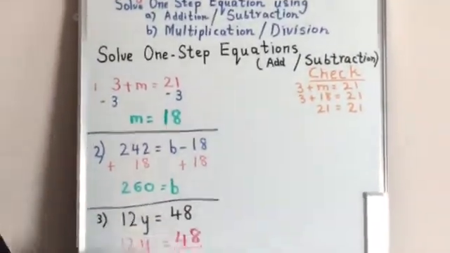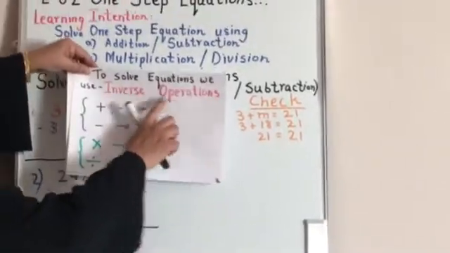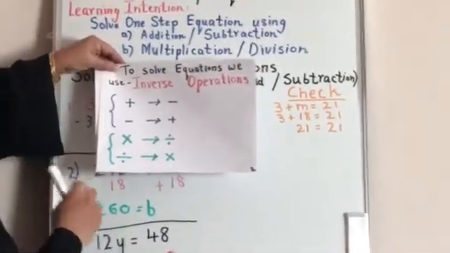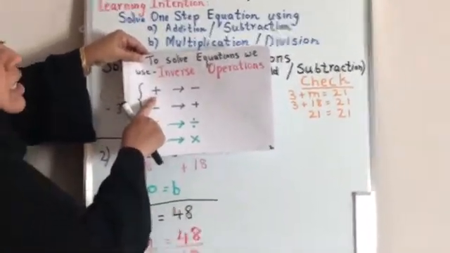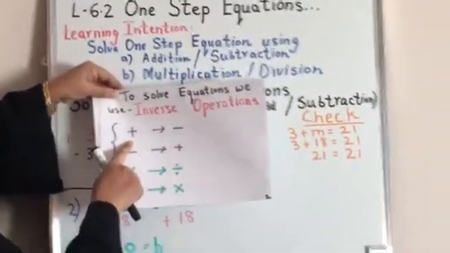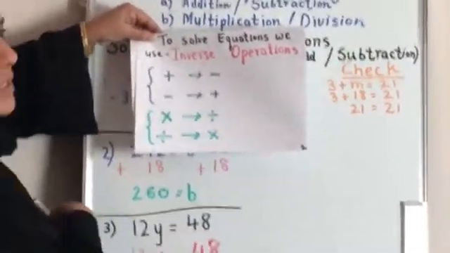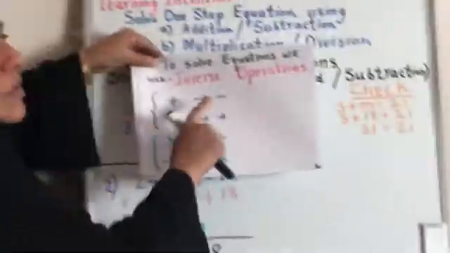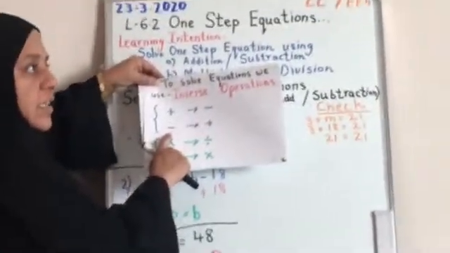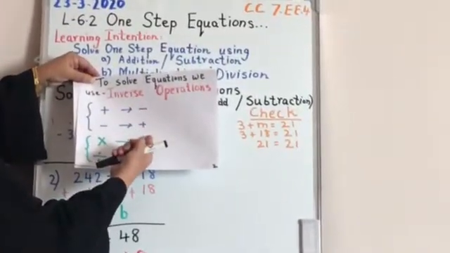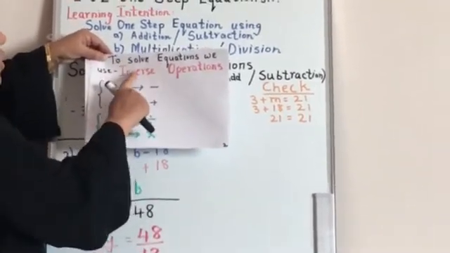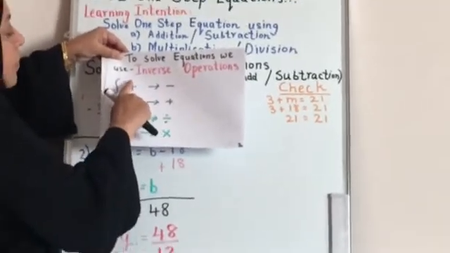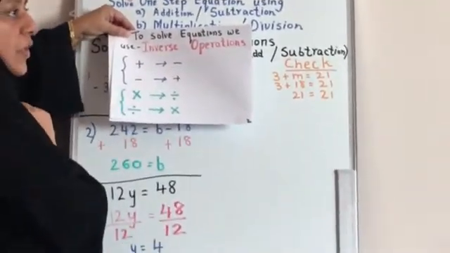To solve these equations, we will use inverse operations. What is an inverse operation? If your equation has a positive operation, a plus operation, you will use minus. The inverse of plus is minus. In the same way, if it has a negative, you will add. The inverse for minus is plus. Let us see how to solve one-step equations using plus or minus as the inverse operations.